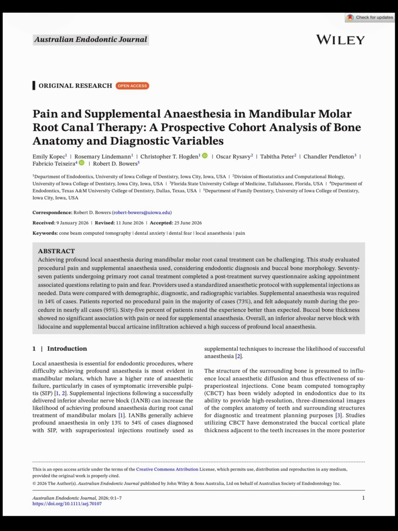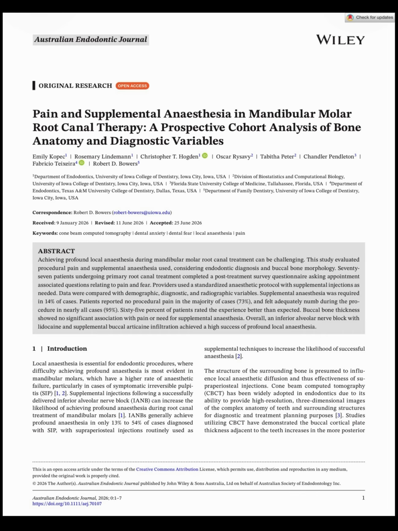From the electronic health record, they captured diagnosis, supplemental anesthesia type, and provider-assessed anesthesia quality as good, marginal, and poor. And CBCT measurements were performed by 2 calibrated oral and maxillofacial radiology residents, measuring buccal cortical plate thickness and combined buccal cortical plate thickness and cancellous bone.